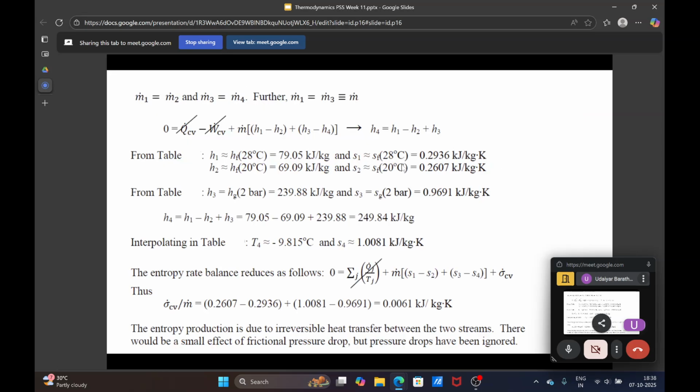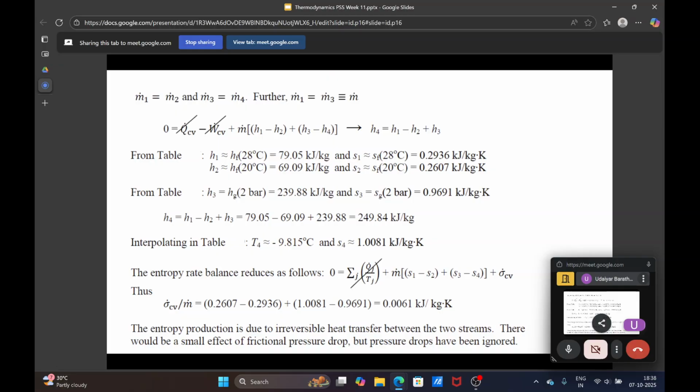So we know that mass flow rates are all same. So we can assume m dot 1 and m dot 3 is m dot. So substituting in a steady flow energy equation for the heat exchanger, there is no heat and work transfer which is crossing the boundary of the heat exchanger.